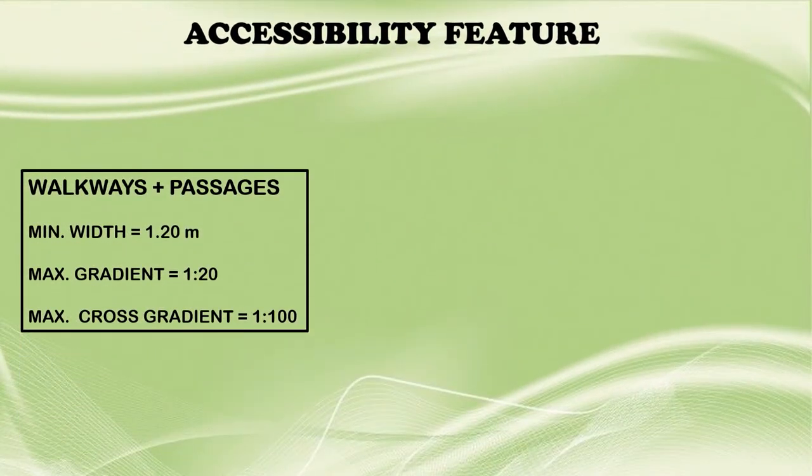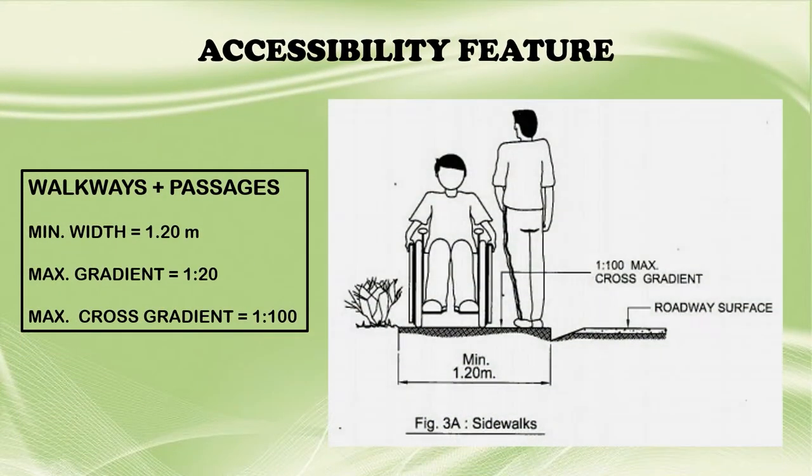Walkways and passages. Walkways should be kept as level as possible and provided with slip-resistant material. Minimum width, 1.2 meters. Maximum gradient, 1:20. Maximum cross gradient, 1:100.